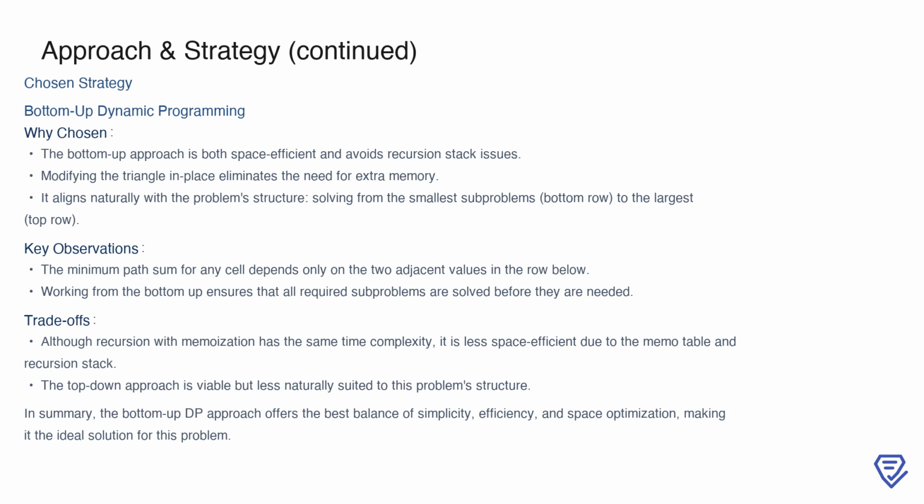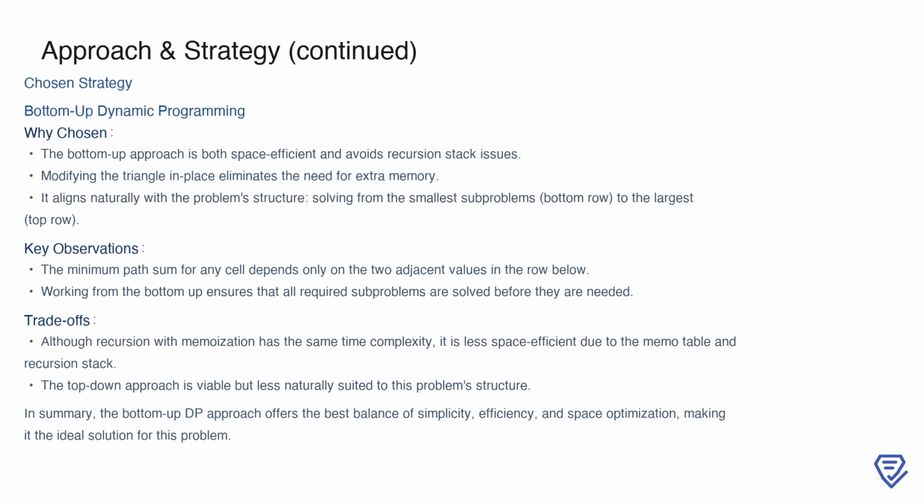This approach aligns naturally with the problem structure, as it solves smaller subproblems first by working from the bottom row upwards. A key observation here is that the minimum path sum for any cell depends only on the two adjacent values in the row below. By ensuring that these subproblems are resolved before they are needed, the bottom-up method achieves both simplicity and efficiency.